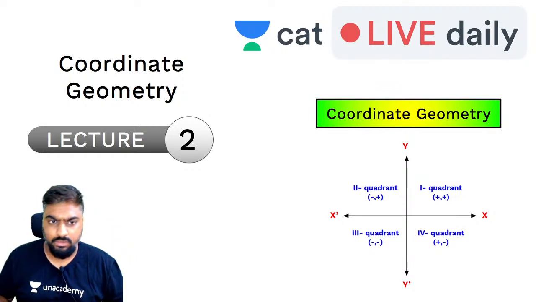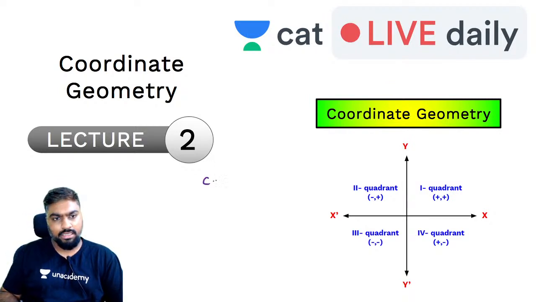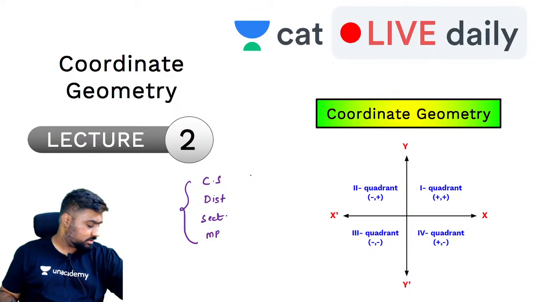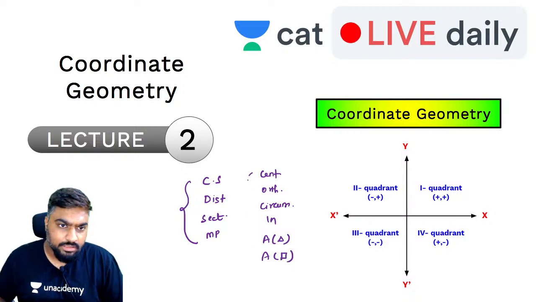Superb Keshav. Alright, this is our second lecture on coordinate geometry. Yesterday we had looked at what the Cartesian system is. We had looked at the distance formula, the section formula, the midpoint formula. Our aim for today is to go for different points on a triangle. We'll be looking at centroid, orthocentre, circumcentre and incenter. Apart from this, we'll also be looking at area of a triangle, area of a quadrilateral. This is the aim for today.